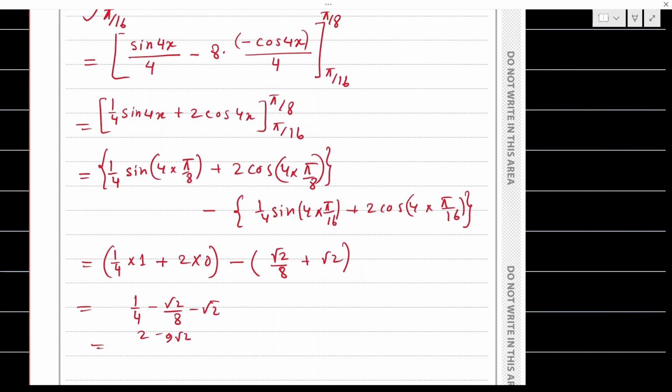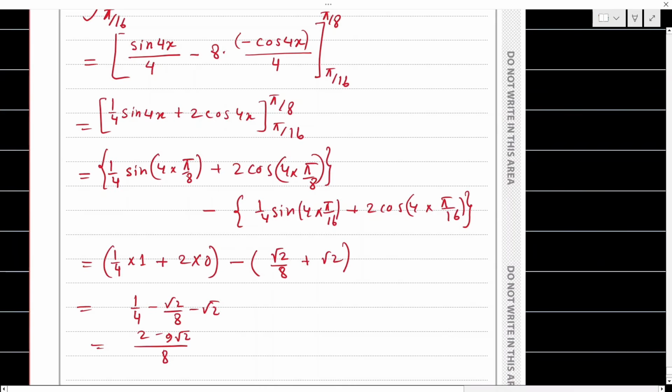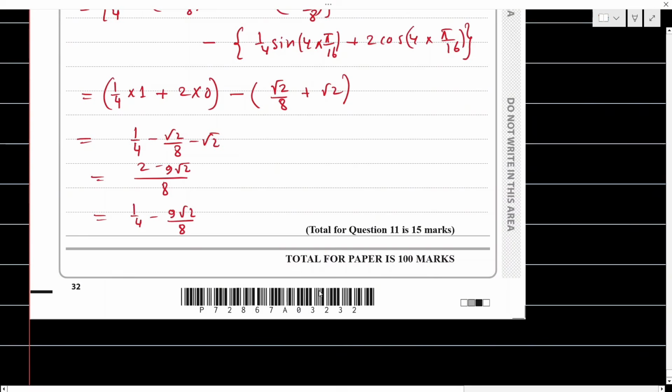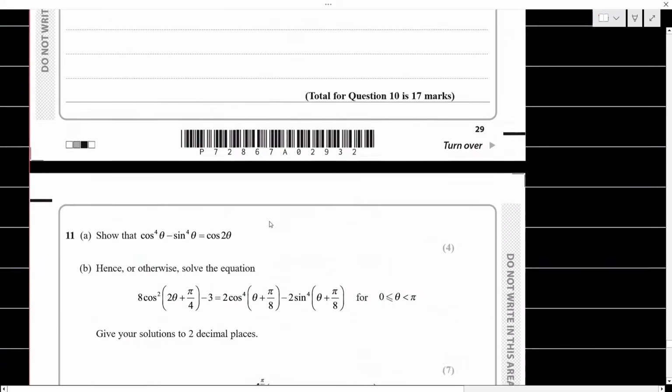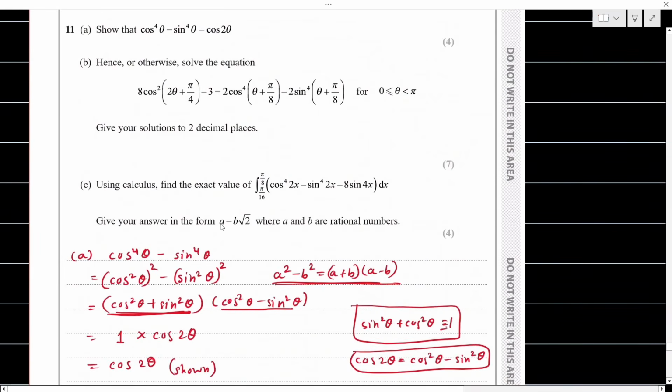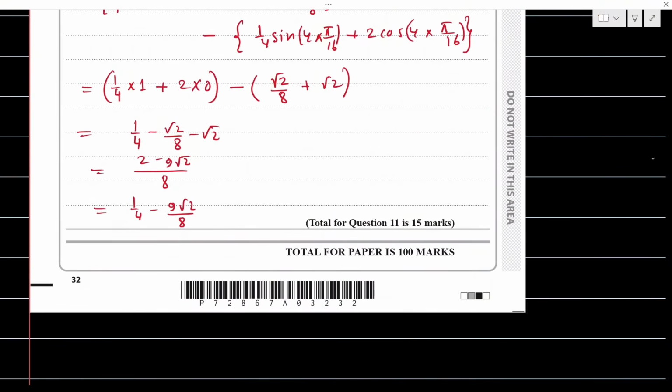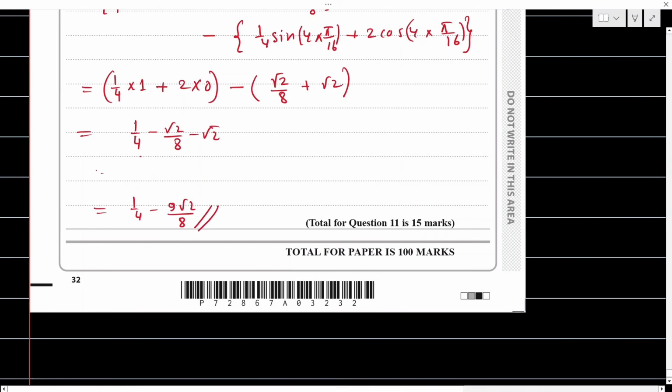We can write this as root 2 divided by 8. This can also be written in another form. If you see the question, we have to give the answer in this form: a minus b root 2, where a and b are rational numbers. So our answer must be in the second form. And this is our answer to our part C.